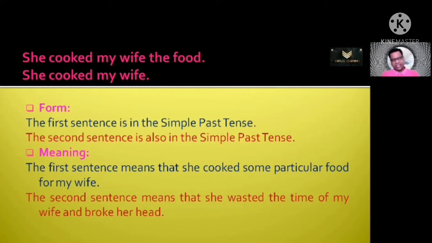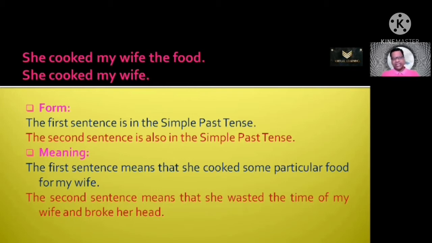Similarly, you have the second sentence here that is also in the simple past tense because the verb remains the same in both the sentences. So the first sentence goes like this: she cooked my wife the food. Second sentence, she cooked my wife.